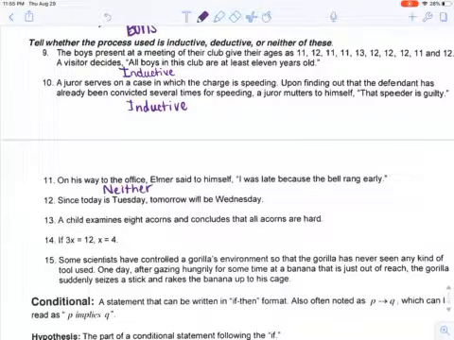Number 12. This is deductive reasoning. 13 is inductive. 14 is deductive. And 15. Some scientists have controlled a gorilla's environment so that the gorilla has never seen any kind of tool used. One day, after gazing hungrily for some time at a banana that is just out of reach, the gorilla suddenly seizes a stick and rakes the banana up to his cage. Again, we have a neither situation.